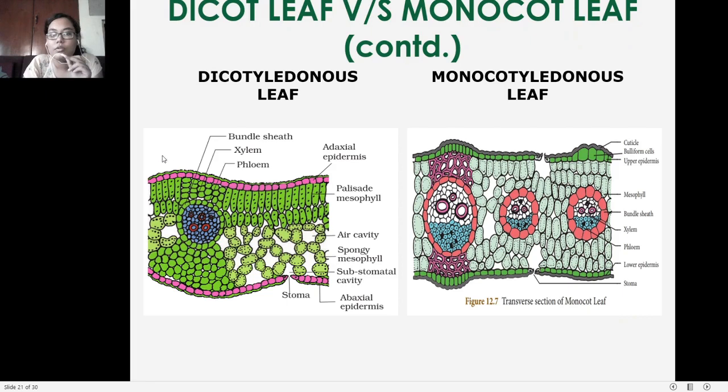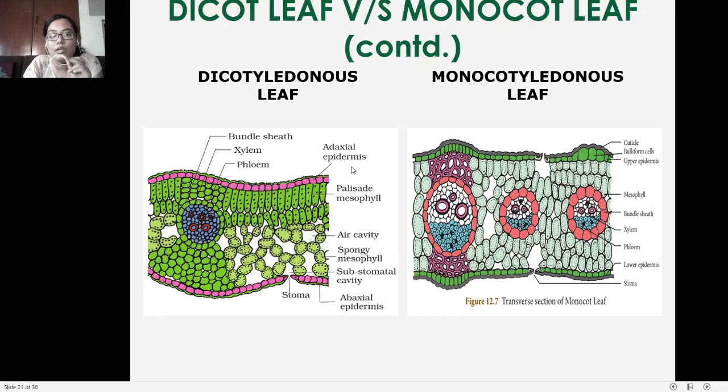First and foremost, see the dicot leaf structure. We have bundle sheath, xylem, phloem. Okay, that is the vascular bundle is embedded, and one major thing is that the upper surface of a leaf is called adaxial surface and the lower surface of the leaf is called abaxial surface. So in dicot leaf we find certain differences between adaxial surface and abaxial surface.